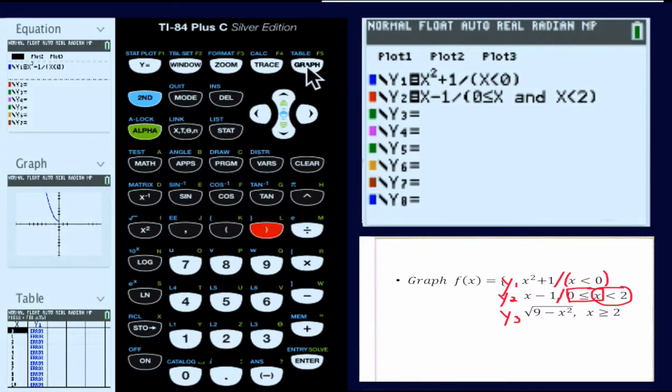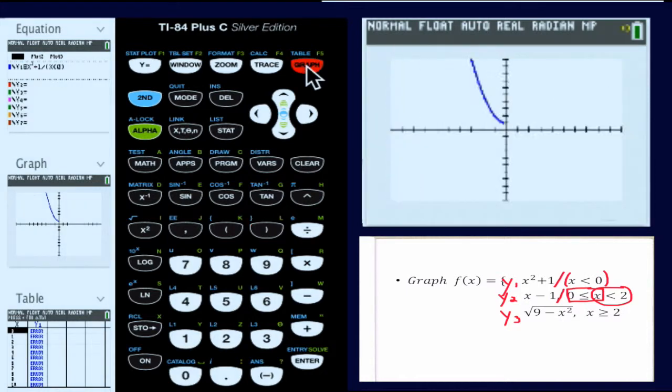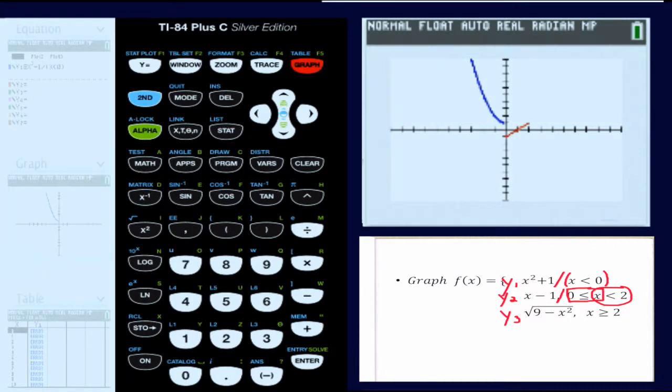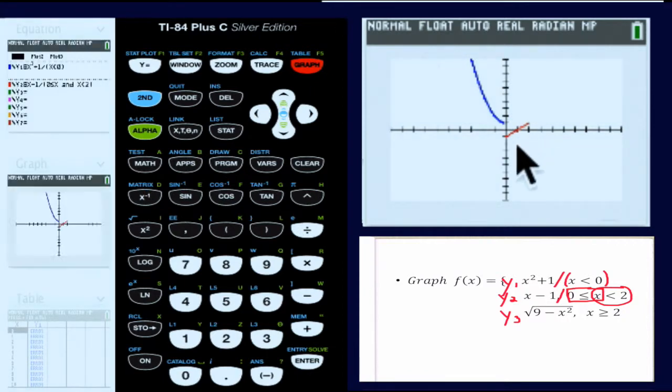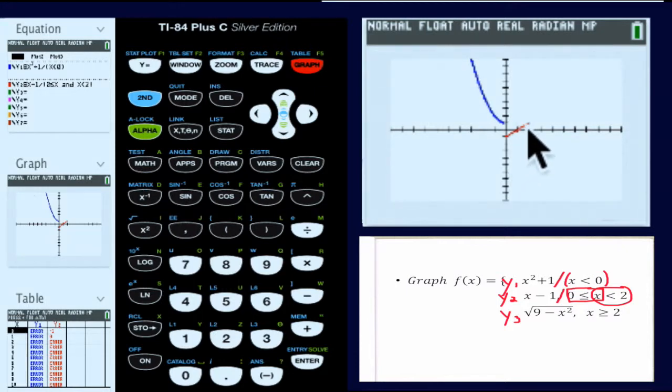So I'm going to go ahead and graph. Remember, this is going to be in red. So notice that our portion now, the y2 function, is in red. It's just a little bitty sliver because we only had the domain from 0 to 2. Now we have our third part of our piecewise function.